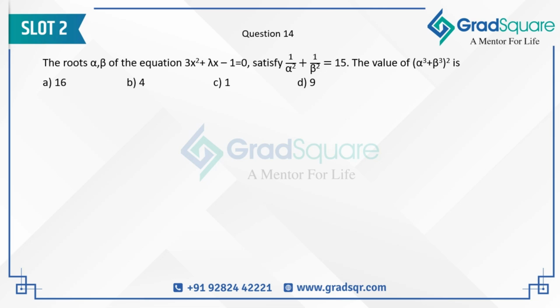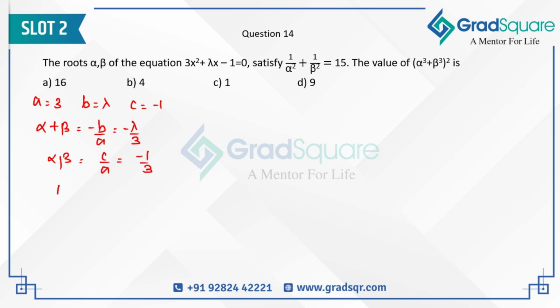Now in this question, the roots alpha, beta of the equation 3x² + λx − 1 = 0. If alpha and beta are the roots of the given quadratic equation, comparing with the general form of the quadratic equation, I can say a is equal to 3, b to be λ, and c to be −1. And I can say the sum of the roots is equal to −b/a, which is going to be −λ/3, and alpha beta is going to be c/a, which is going to be −1/3.